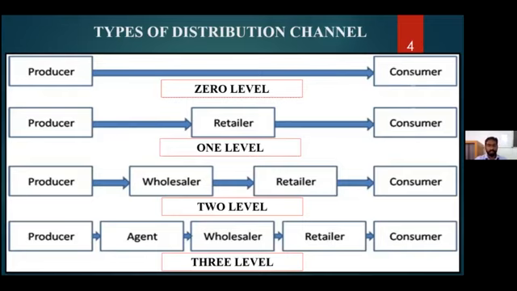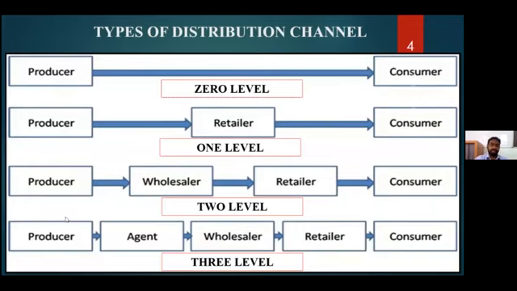Next is two level channel of distribution. From the name you can get some idea regarding the functioning of this distribution channel. Here, there will be two types of intermediaries: sometimes wholesalers and retailers, sometimes two wholesalers, sometimes two retailers. This all depends on the company's decision, on how they are going to deliver their product.